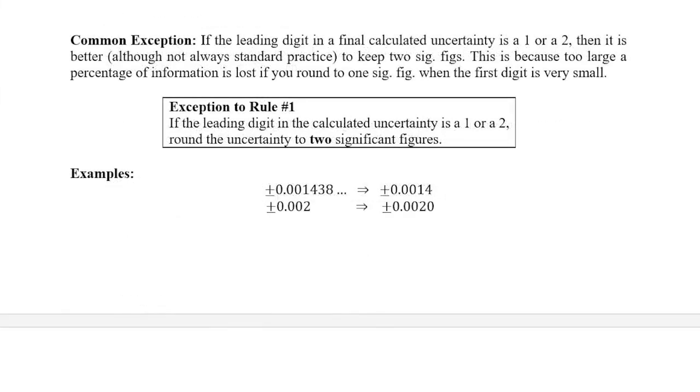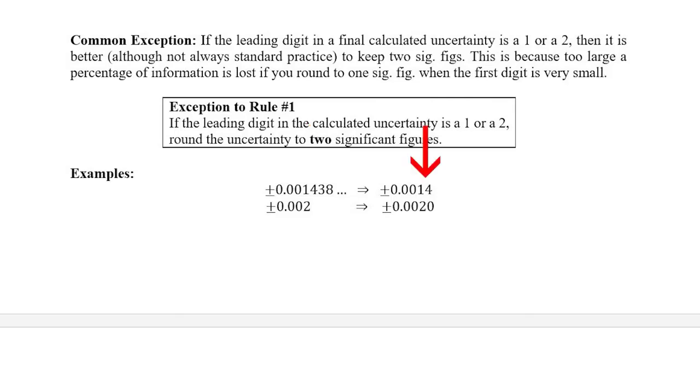So the exception to the rule is when the first digit is either a 1 or a 2, because in those cases you're going to keep two significant figures rather than just one on your uncertainty. And the reason why is that if that first digit is small, then when you round off to one significant figure, you're losing too large a percentage of the information. So when the first digit's a 1 or a 2, keep two significant figures on the uncertainty rather than just one.